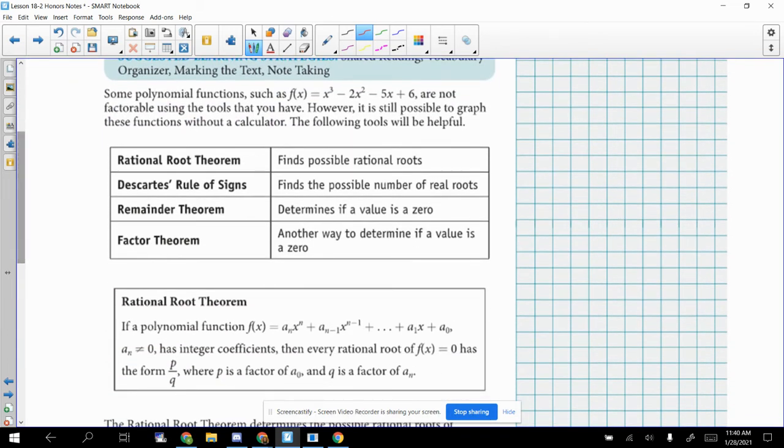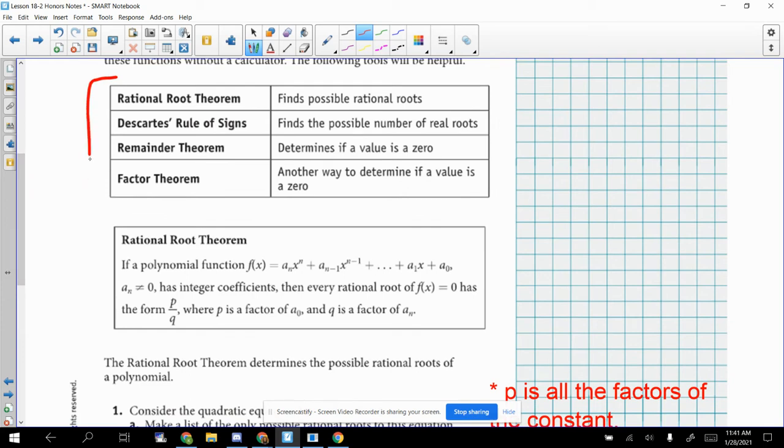It says here some polynomial functions such as f of x equals x cubed minus 2x squared minus 5x plus 6 are not factorable using the tools that we've learned. However, it is still possible to graph these functions without a calculator. The following tools will be helpful. So these are the 4 tools we are going to use over the next 2 days. But as I mentioned, we are focusing on these 2 today. Rational root theorem, which is finding all possible rational roots. Descartes' rule of signs, which helps to find the possible number of real roots. And then in the next video, we'll talk about remainder theorem and factor theorem.